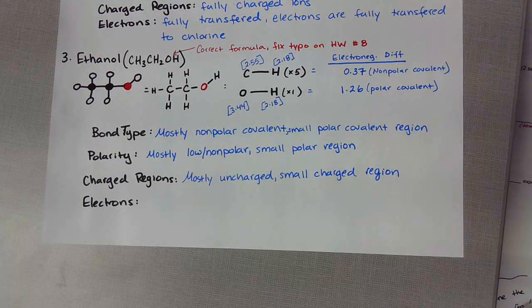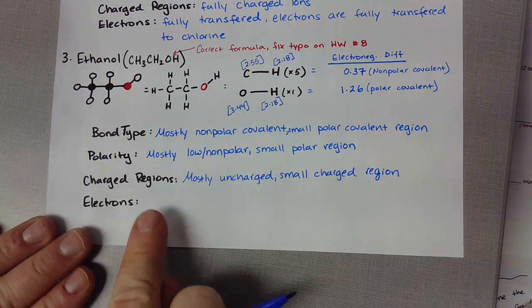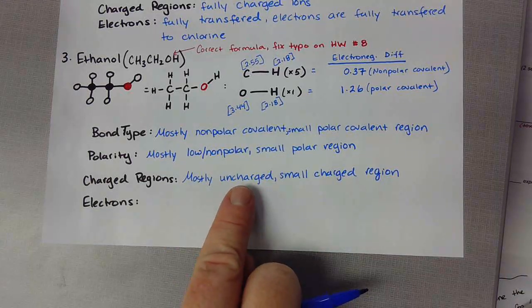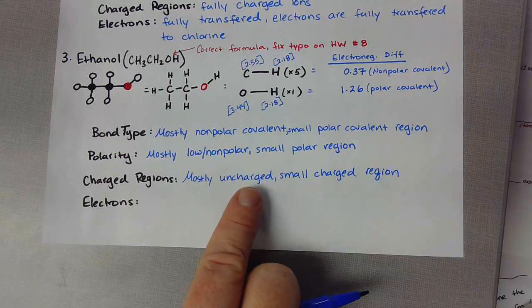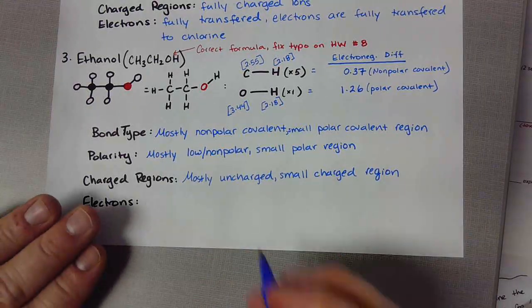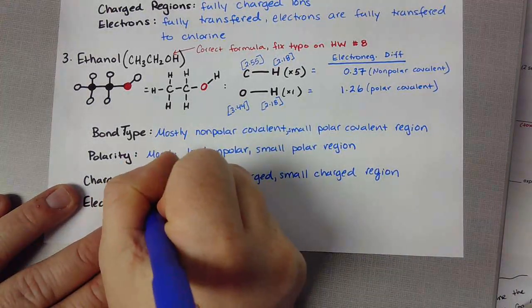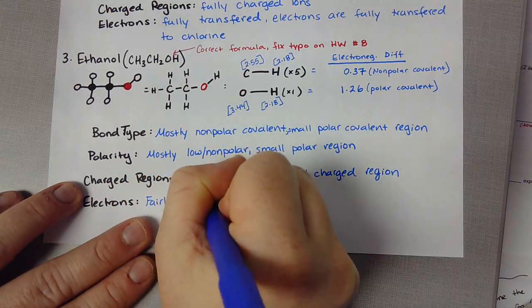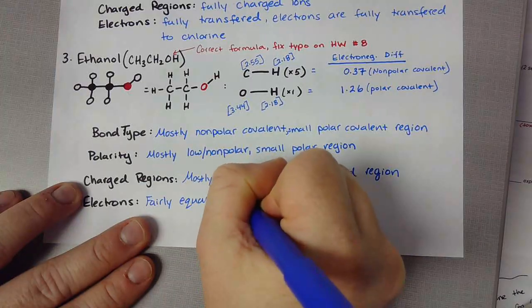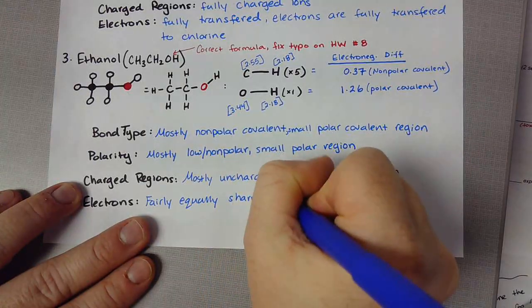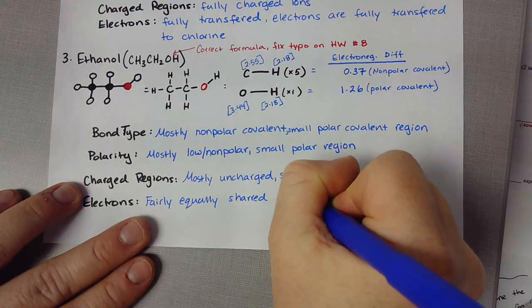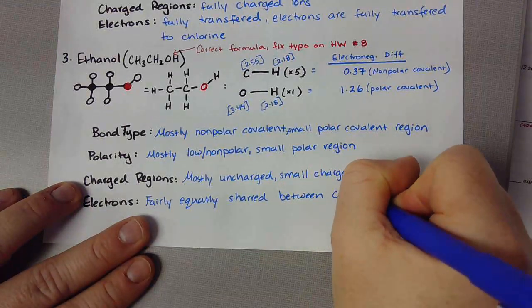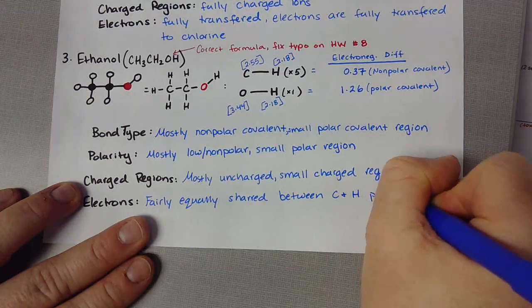My electrons, what are they doing? Well, again, they're mostly uncharged. We're coming back to that nonpolar covalent bond type. That means we are mostly equally shared or fairly equally shared between the carbon and hydrogen portions.